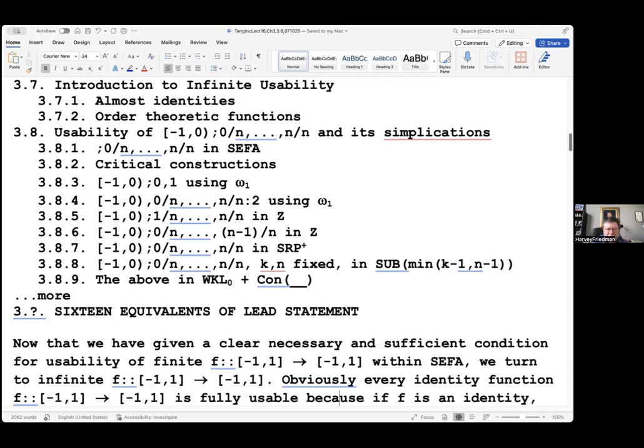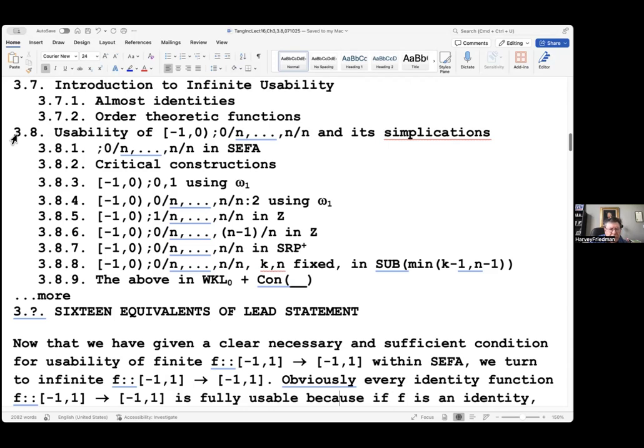Almost identities are more general, but the important case of almost identities is when the almost identity is on a union of rational intervals. And then the two notions coincide. This is discussed in here. The two notions coincide for our purposes. Our purposes mean strictly increasing functions, because strictly increasing functions is an overriding necessary condition for usability, or even the weak forms of usability.